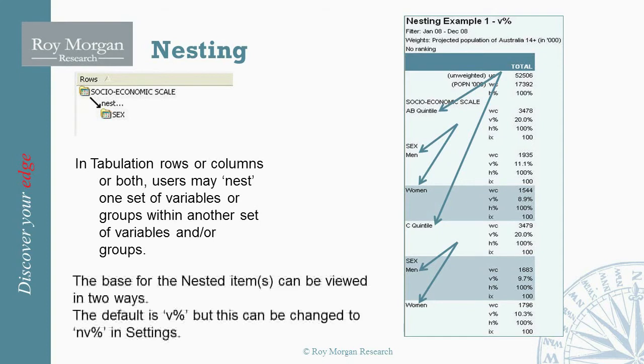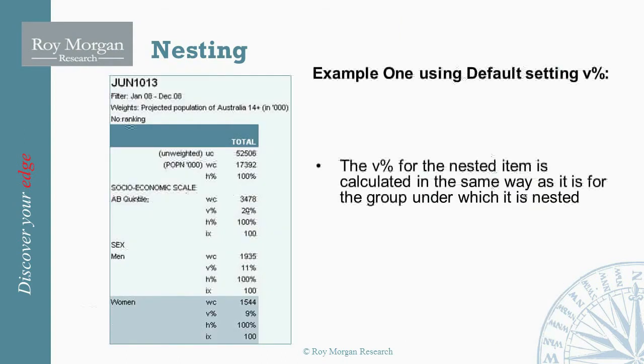And remember, when you're looking at nesting, the base for the nested items can be viewed in two ways. The default is known as V%. This can be changed to NV% within settings. In this first example, we're using the default setting of V%.